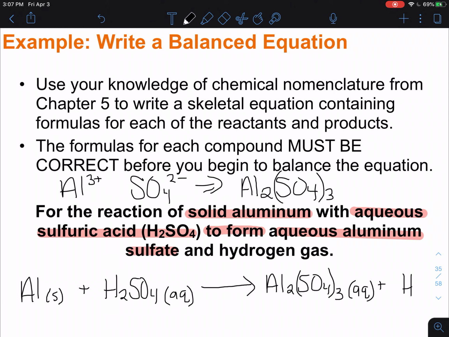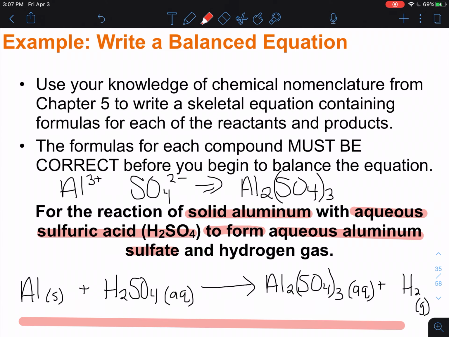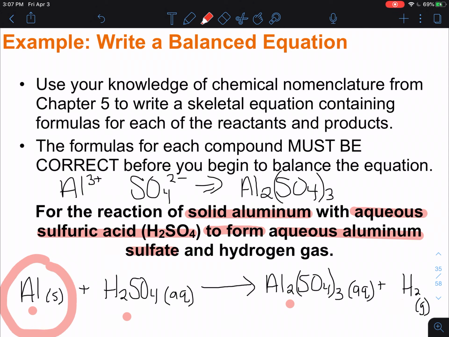and then hydrogen gas, which is H2, because remember it's a diatomic, and then subscript g. So this right here is a skeleton equation, all right? It's a skeleton equation because it has all the correct compounds, but nothing's balanced, right? Because we have 1 aluminum here, but 2 over here, right?